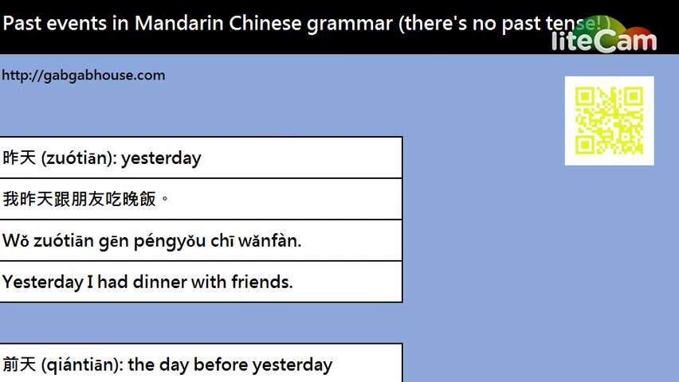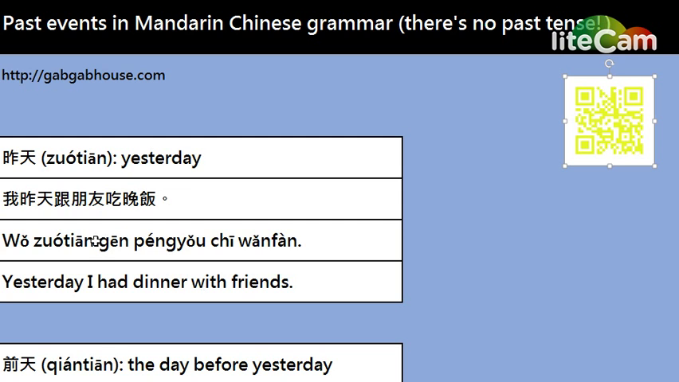For past events with time words, this is often the easiest and most straightforward way to talk about past events, by including a time word that sets the event in time. You can make it clear when it happened. And sometimes you don't need to change the sentence in any other way. You just change the time word, instead of changing the order of the whole sentence.